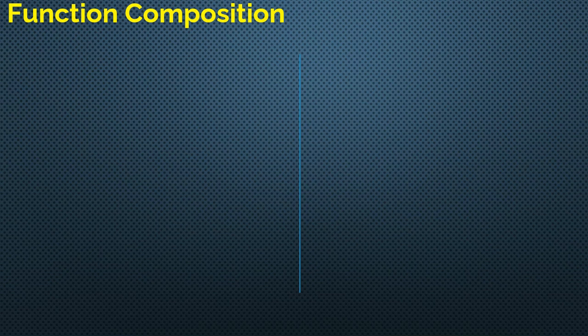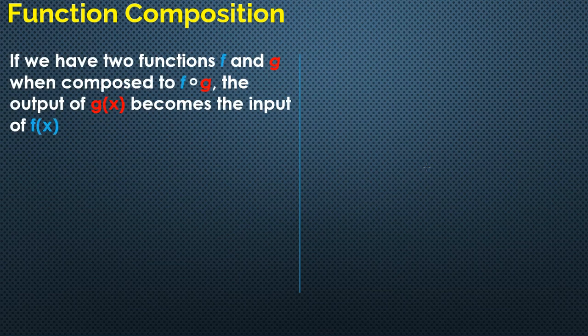Function composition is an operation that takes two functions where the output of one function becomes an input of another. Now, let's say we have two functions f and g. When composed to f of g, the output of g of x becomes the input of f of x. Okay, so let's go ahead and have those two functions. And we see in function notation, we have f of g of x can be rewritten as f of g of x.